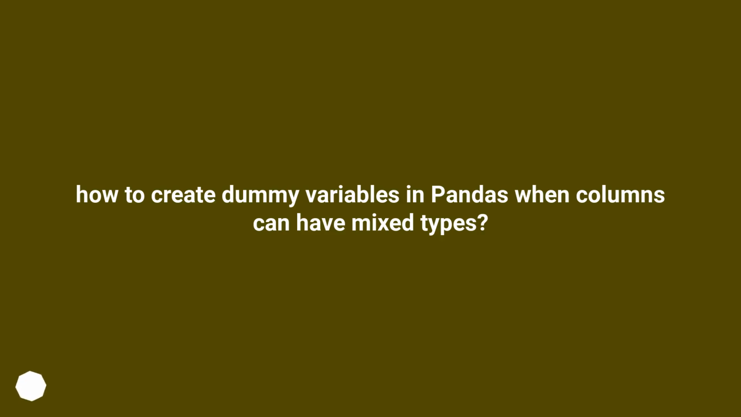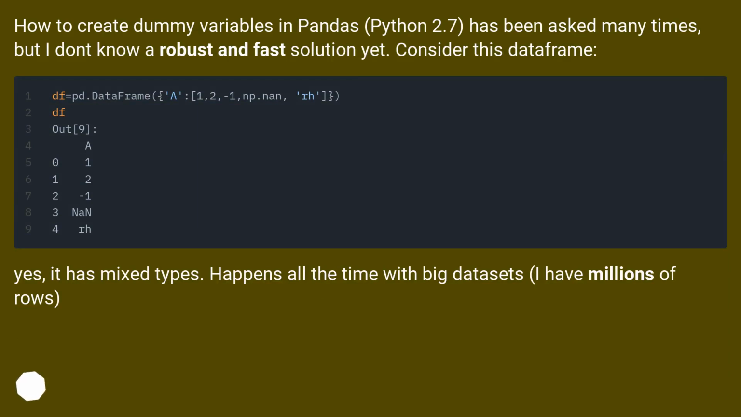How to create dummy variables in Pandas when columns can have mixed types? How to create dummy variables in Pandas, Python 2.7, has been asked many times, but I don't know a robust and fast solution yet. Consider this data frame.